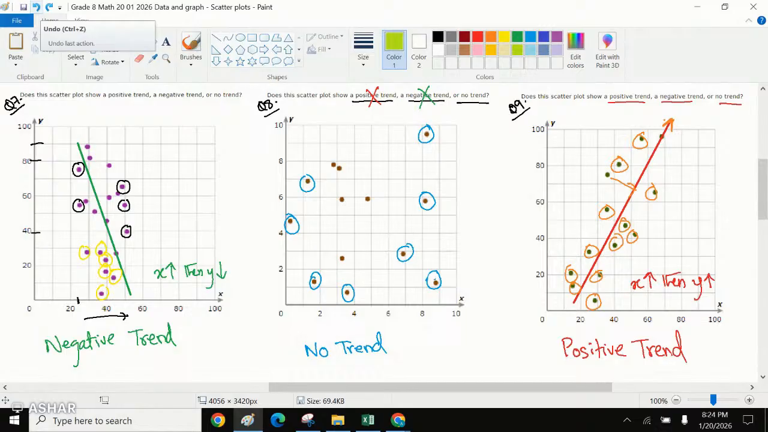The easiest way to do this question on a piece of paper is don't draw the lines, just keep your ruler on the dots. Put your ruler and see which direction the line would go. If it's going downwards, that means it's a negative trend. If it's going upwards, it's a positive trend. And if the points are scattered, we simply say no trend. We cannot define the trend over here.